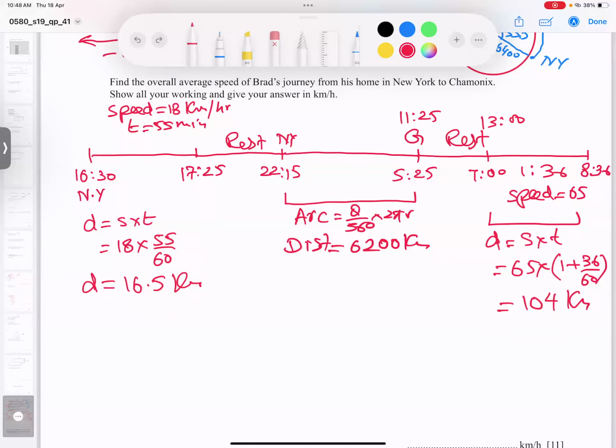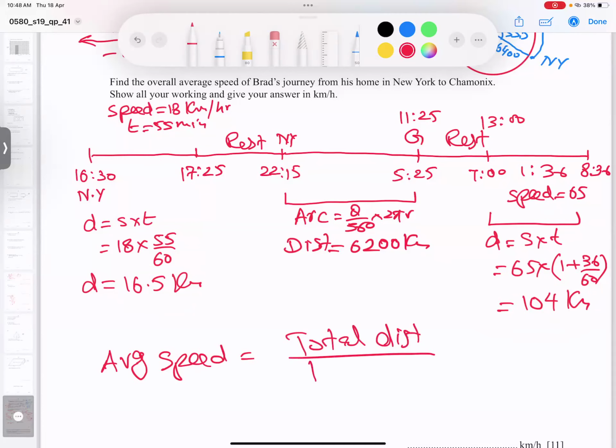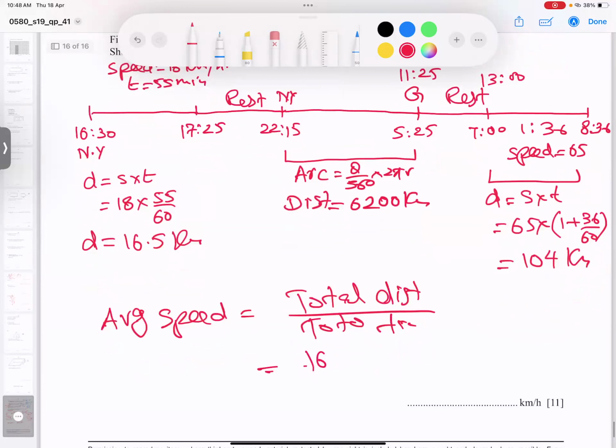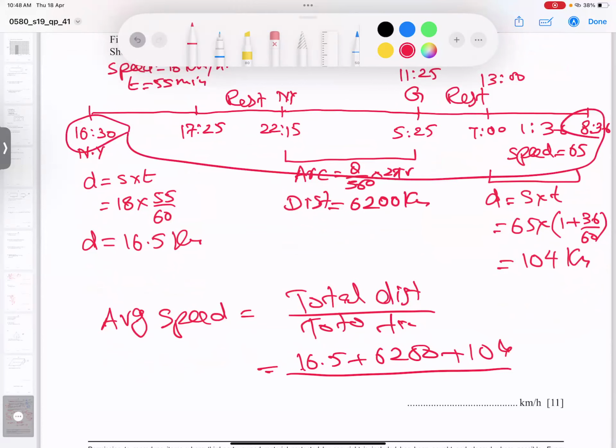And what is the formula of the average speed? The average speed formula is very clear: total distance divided by total time. And if I find it, total distance is 16.5. Hold on, let me write again. 16.5 plus 6200 plus 104 kilometers, and divide by total time. So you see 16:30 starting, 8:30 ending next day.